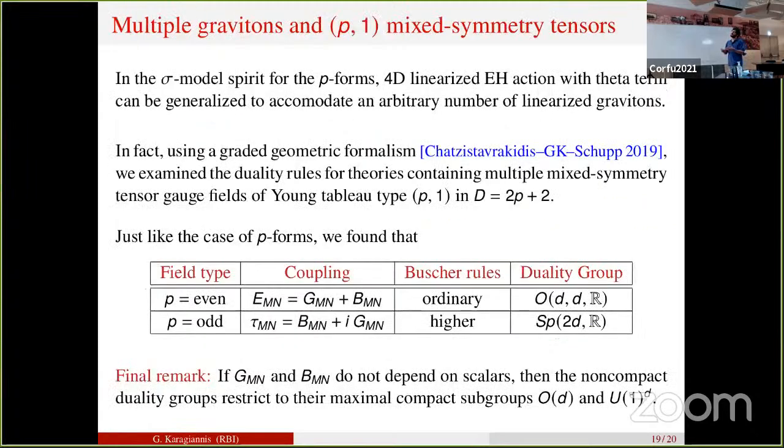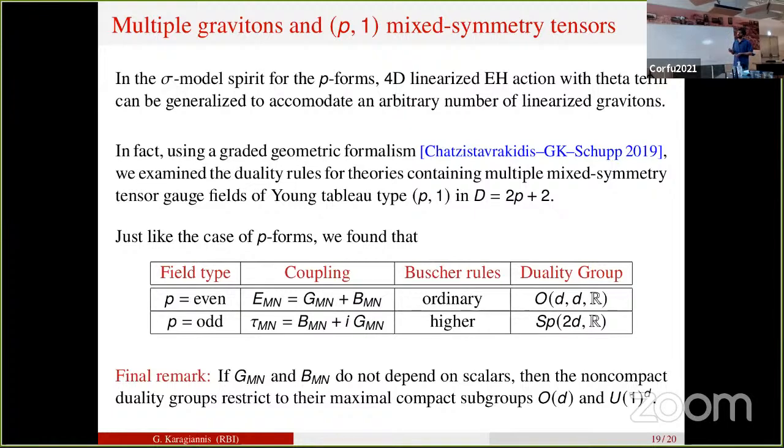And just to generalize these discussions a little bit more. In the sigma model spirit of the p-forms that we did earlier, four-dimensional linearized gravity actions with theta term can be generalized to accommodate an arbitrary number of linearized gravitons. So you just write down a sigma model-like theory with couplings G_MN and B_MN, and M and N can take arbitrary values. So you can consider an arbitrary number of fields.